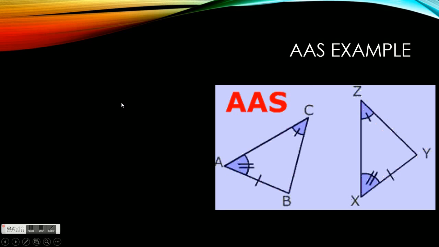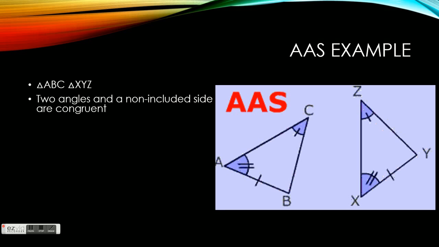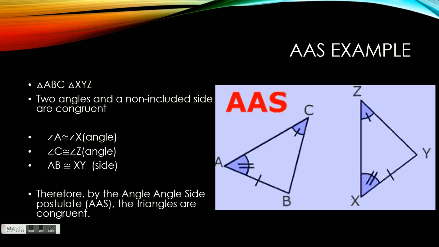And here is an example of that. Again, we have triangle ABC equal to XYZ, and we have two angles and a non-included side congruent. You can see by the tick marks. So angle A equals angle X, angle C is equal to angle Z, and side AB is equal to side XY. So therefore, by the angle angle side theorem, the triangles are congruent.